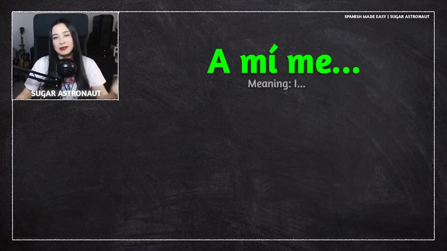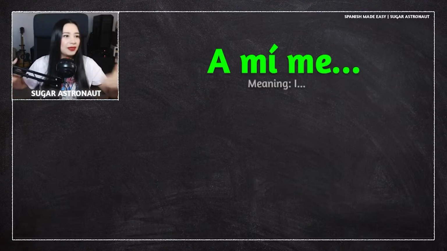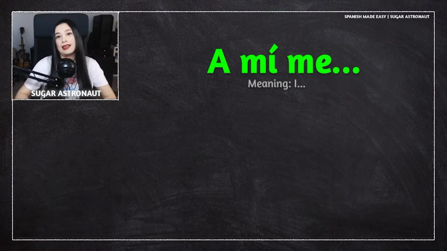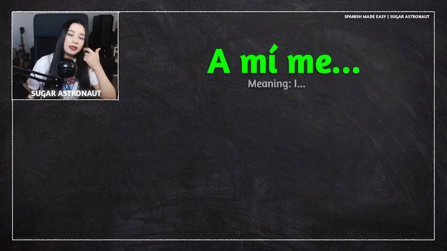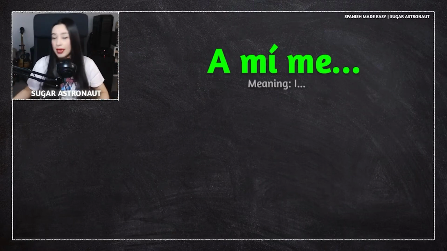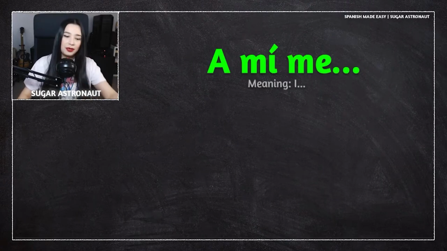Yo in Spanish means I, of course. But in every language there are different ways to say the same thing. So Spanish is not the exception. If you want to say yo, I, that's fine. But sometimes you will hear a mí me, and sometimes you have to use me instead of yo. Okay? So it's good to learn these little phrases, because it will help you understand Spanish better, and you can obviously use them in Spanish.